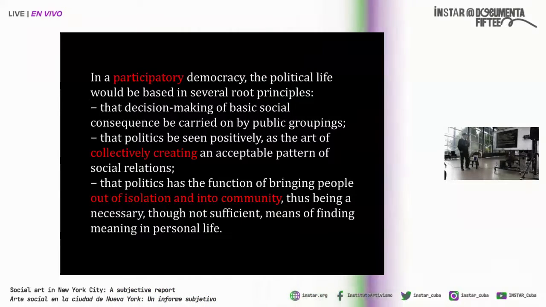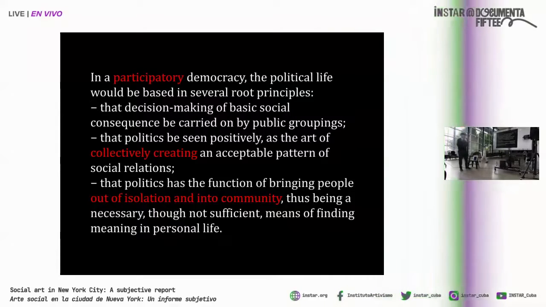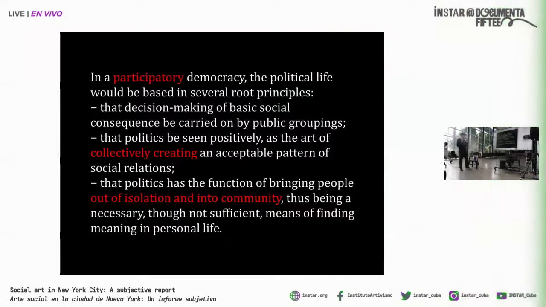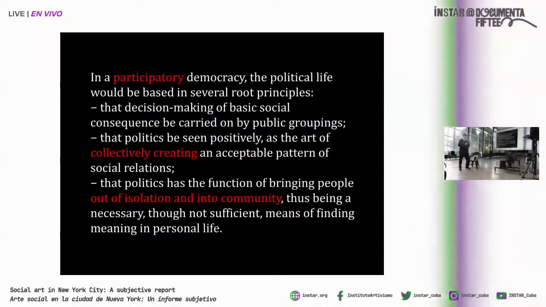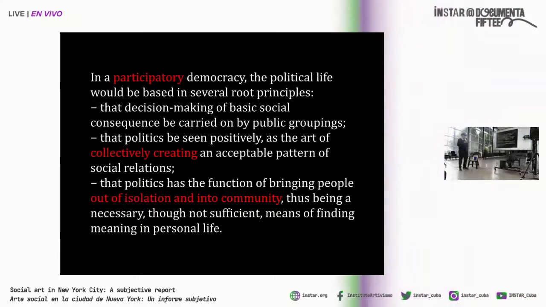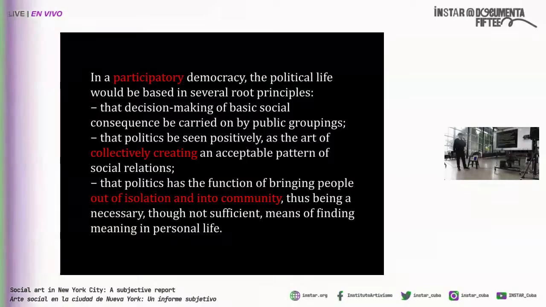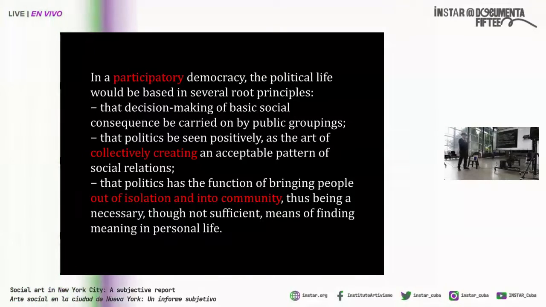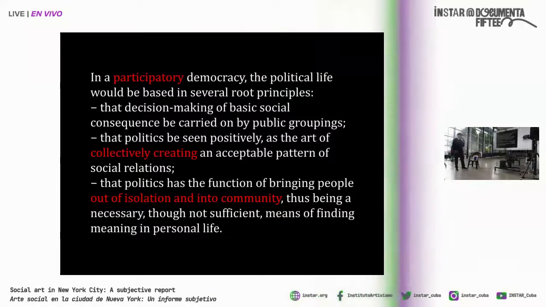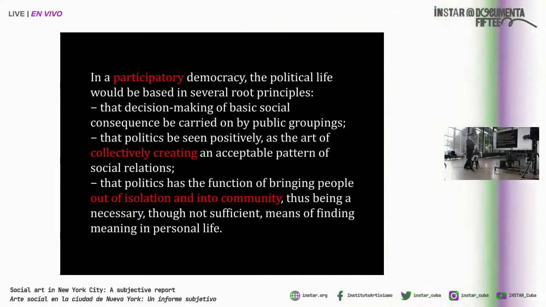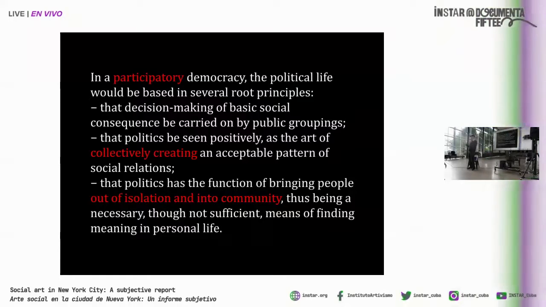That participatory decision-making of a social consequence be carried on by public groupings, that politics be positively, as they are, as the art of collectively creating an acceptable pattern of social relations, that politics has the function of bringing together people out of isolation and into community, thus being a necessary, though not sufficient, means of finding meaning in personal life. So I love that statement.